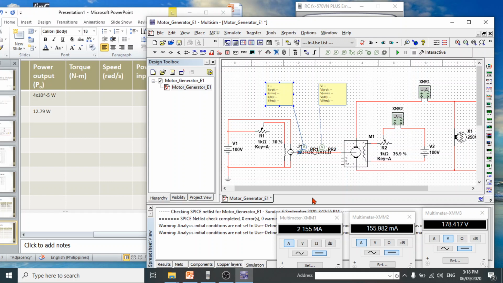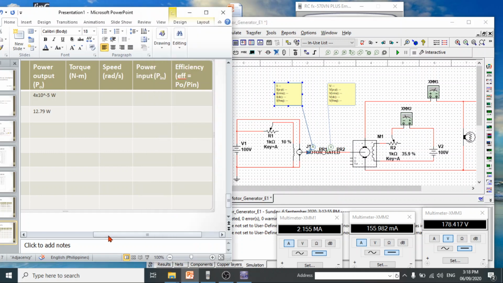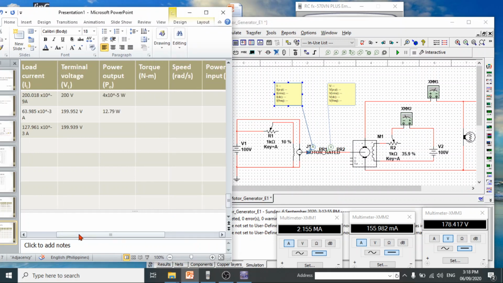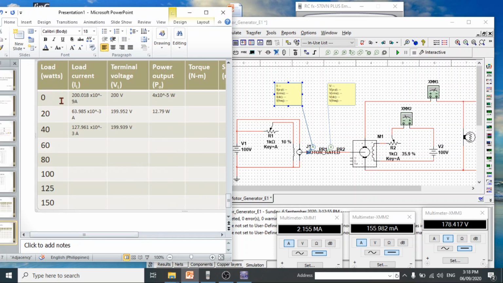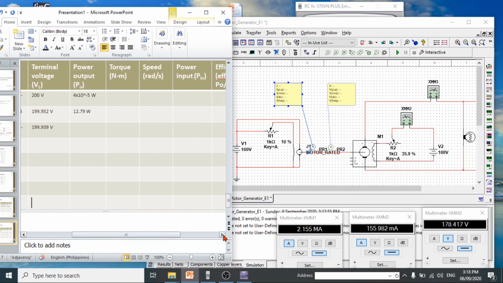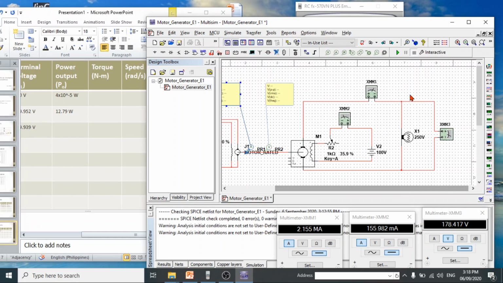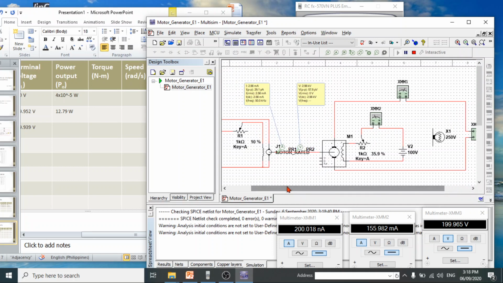Okay, so for 0 watts, first we have to have 0 watts. That means we need to disconnect the load. Try to delete this one first, disconnect the load, and then simulate. So we have the following data for the torque and the speed.